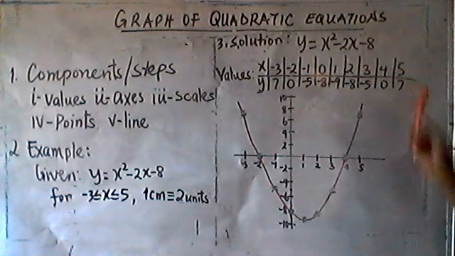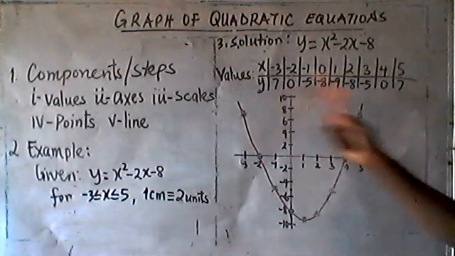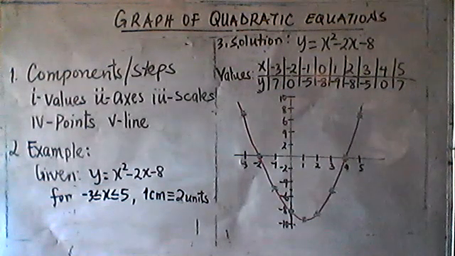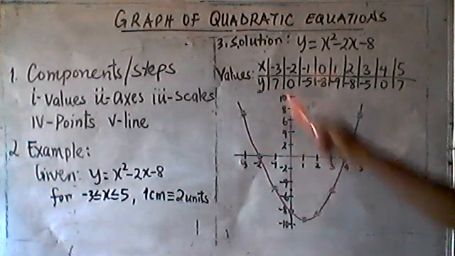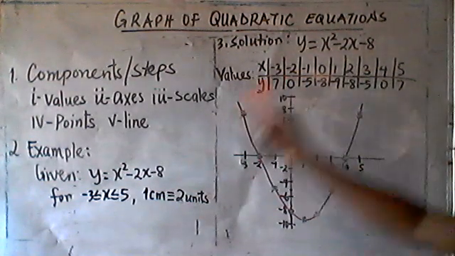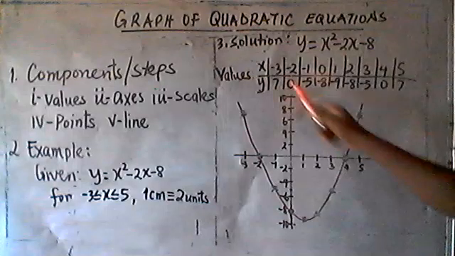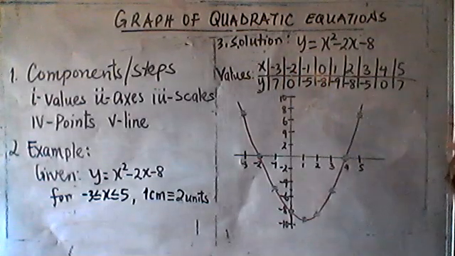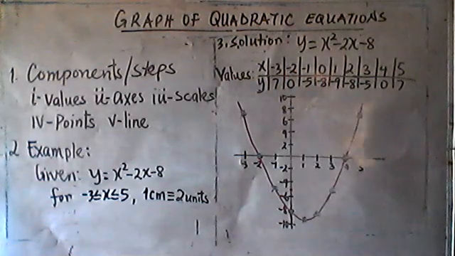And then draw your table of values. 2 rows, the first one for x and the second one for y. On the first one, which is for x, you write the values of x from minus 3 to 5. So minus 3, minus 2, minus 1, 0, 1, 2, 3, 4, and 5.